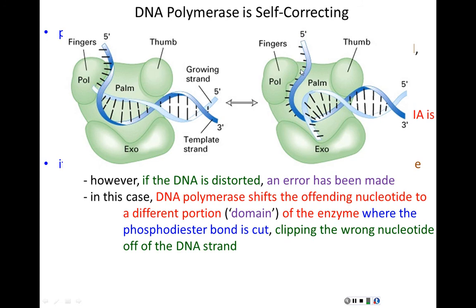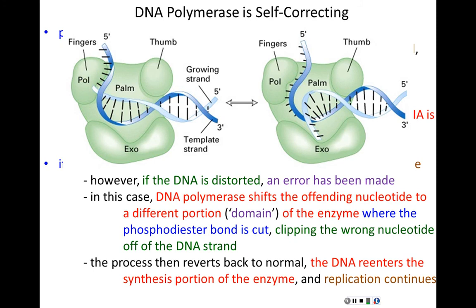Now please appreciate the fact that this is the same enzyme. This is all DNA polymerase. It just has two active regions, a polymerization region for making DNA and a proofreading region for clipping DNA. That incorrect nucleotide is just snipped right off the end of the molecule here. Once it's been snipped off, this strand returns to the polymerization domain, and DNA synthesis goes on as normal. Once the proofreading process is done, the entire enzyme reverts back to its synthesis mode, the DNA re-enters that synthesis portion of the enzyme, and replication continues.